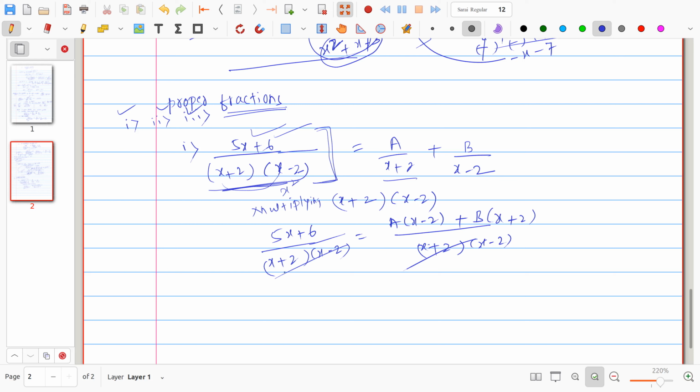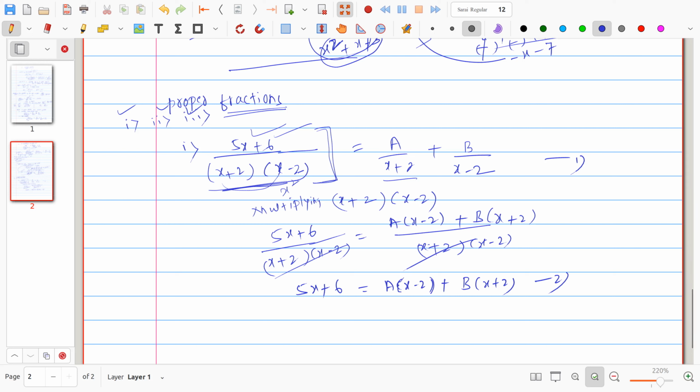Okay, sometimes we don't require these two terms. We can directly write it like this. Okay, 5x + 6 = A(x - 2) + B(x + 2). We can also write directly in this form because the LCM term will get cancelled. And I will call this equation 1 and this equation 2.